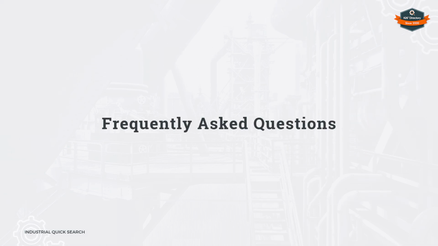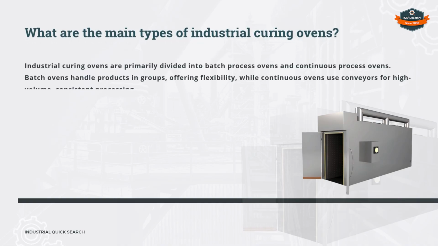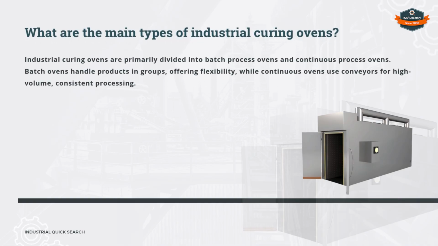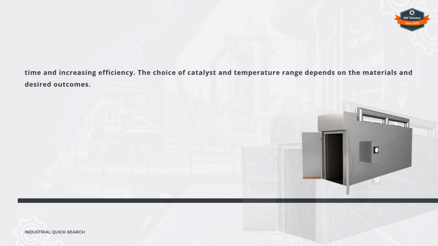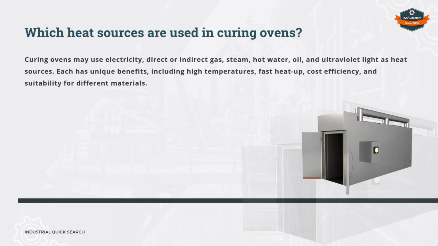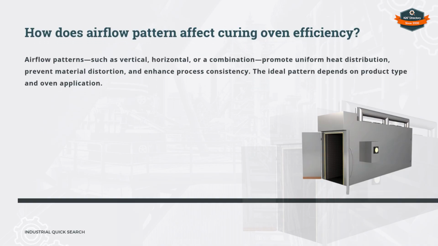Frequently asked questions. What is a curing oven and how does it work? What are the main types of industrial curing ovens? How do catalysts such as isocyanates enhance the curing process? Which heat sources are used in curing ovens? What components are critical in the design of a high-performance industrial curing oven? How does airflow pattern affect curing oven efficiency?